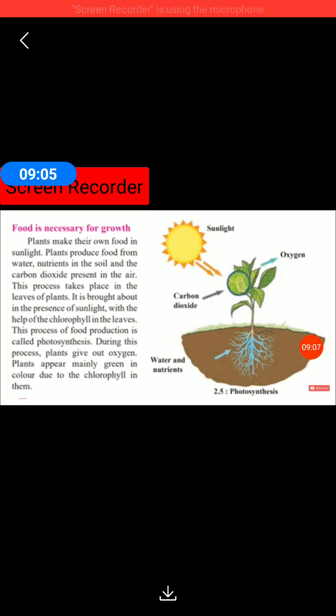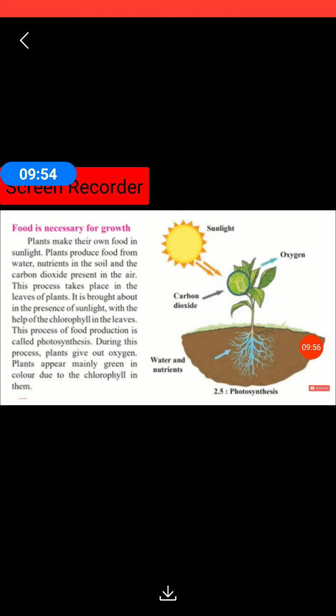Now where does this process take place? Yes, this process takes place in the leaves of the plant. It is brought about in the presence of sunlight and with the help of chlorophyll in the leaves. The plant has chlorophyll, and the sunlight which comes goes directly to the chlorophyll and it makes its own food. And this process of food production is called what? Photosynthesis. Now during this process, the plant gives out oxygen. The plant is giving oxygen and taking what? Carbon dioxide from the air. Plants appear mainly green in color due to the chlorophyll in them. Why is the plant green in color? Because they have chlorophyll in them. So this is the way how a plant makes its own food.